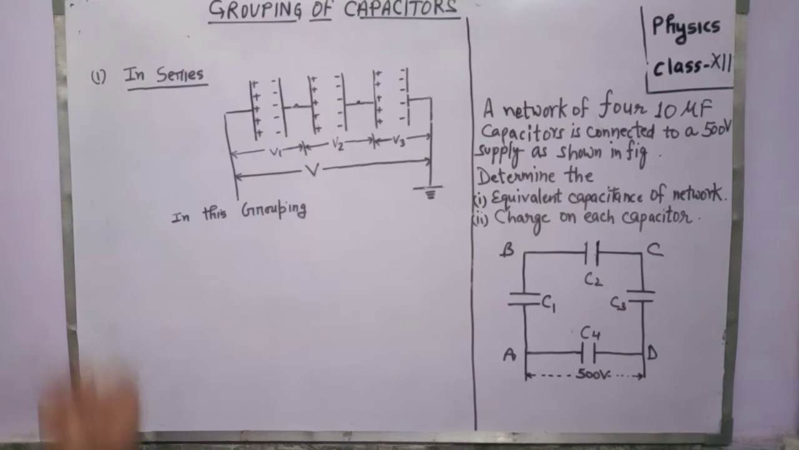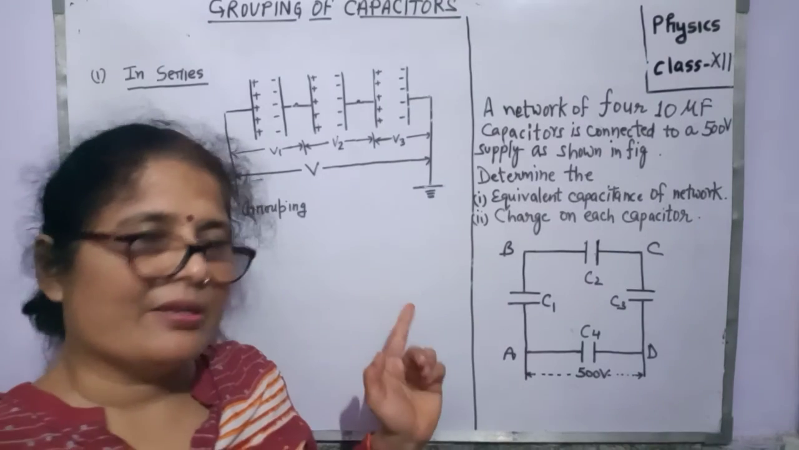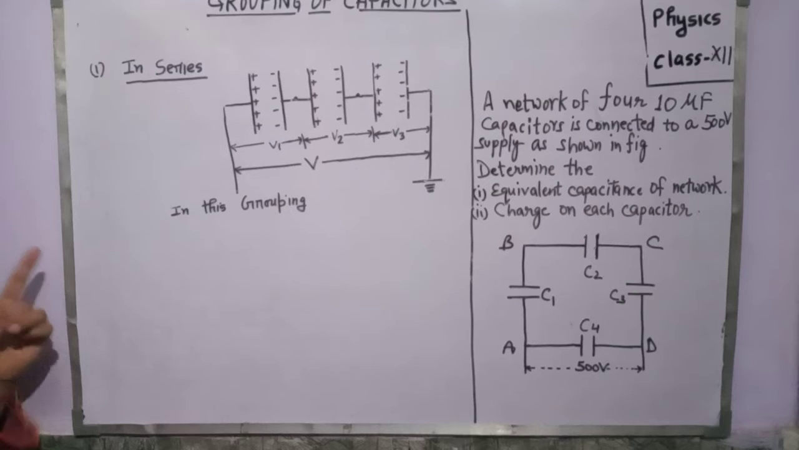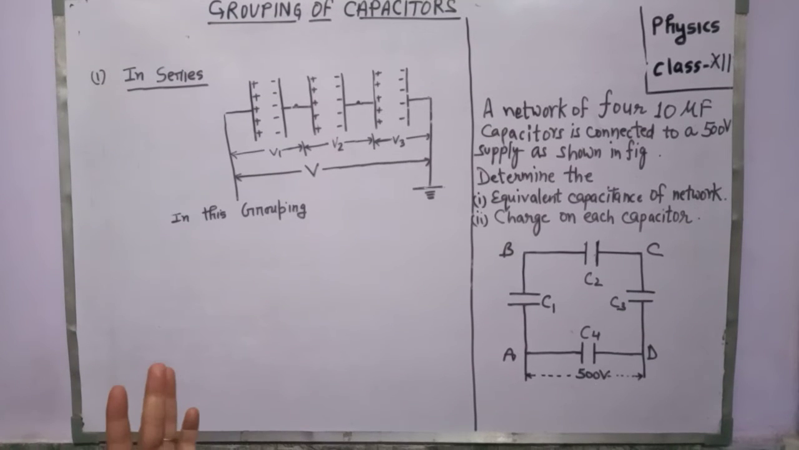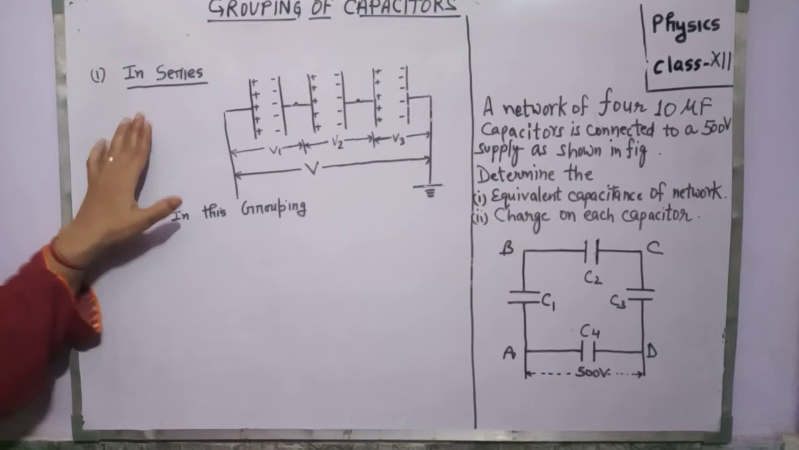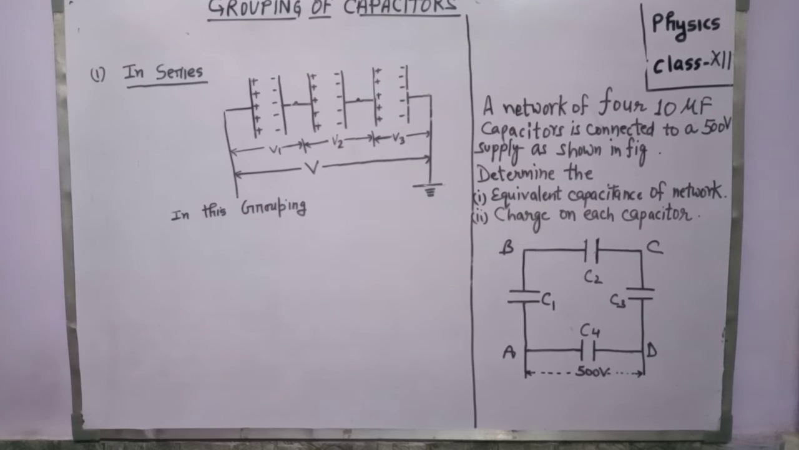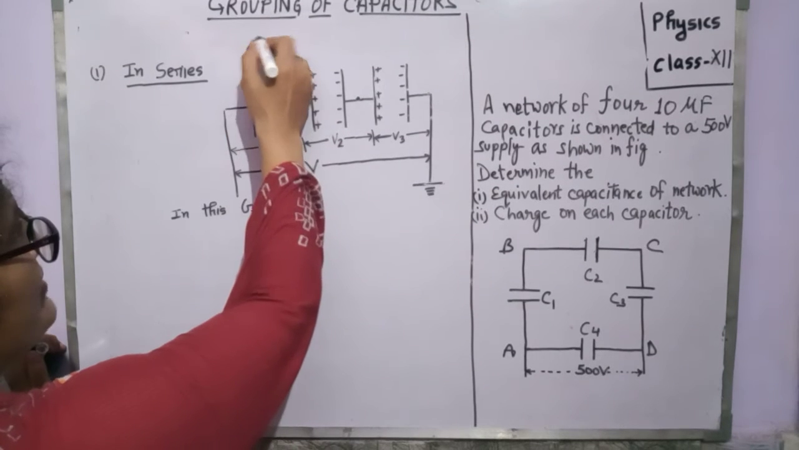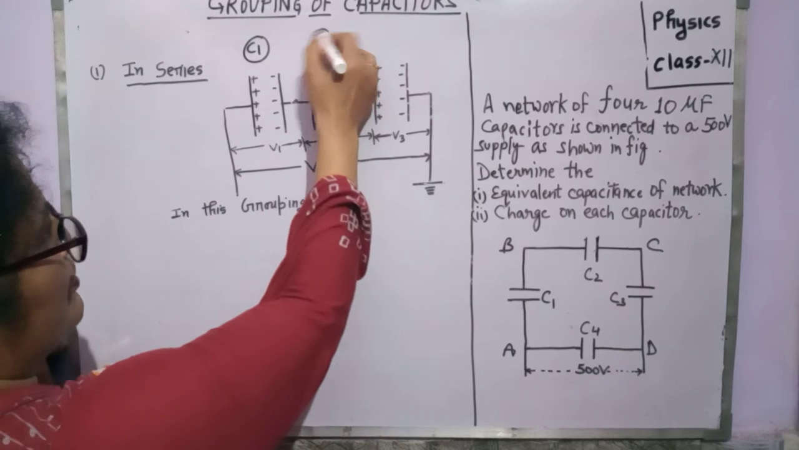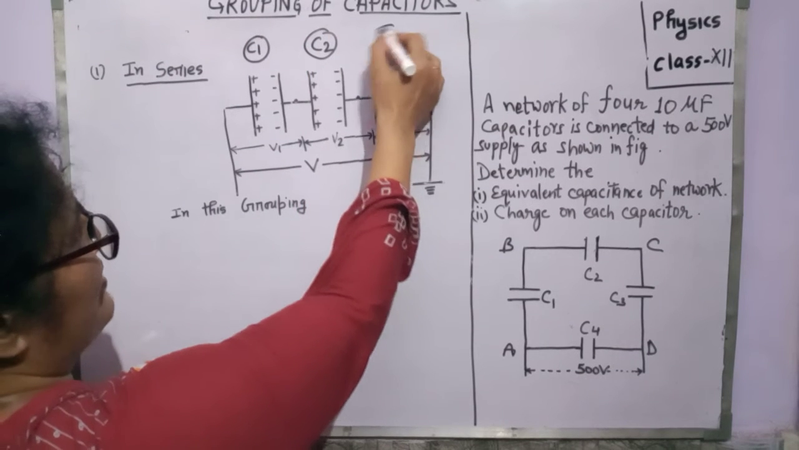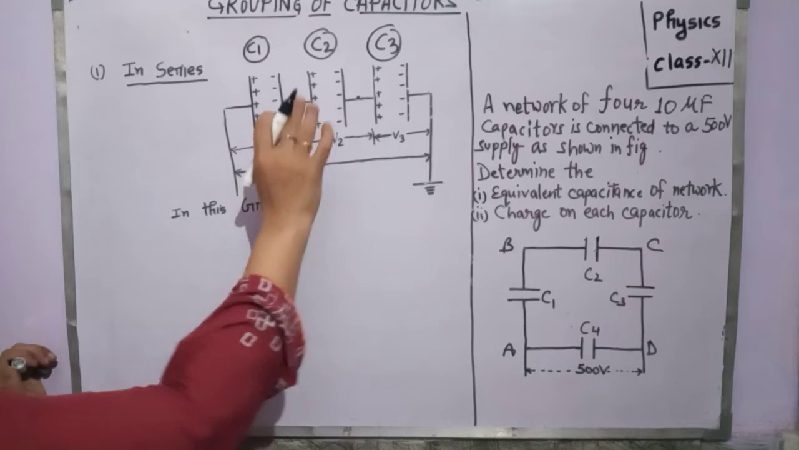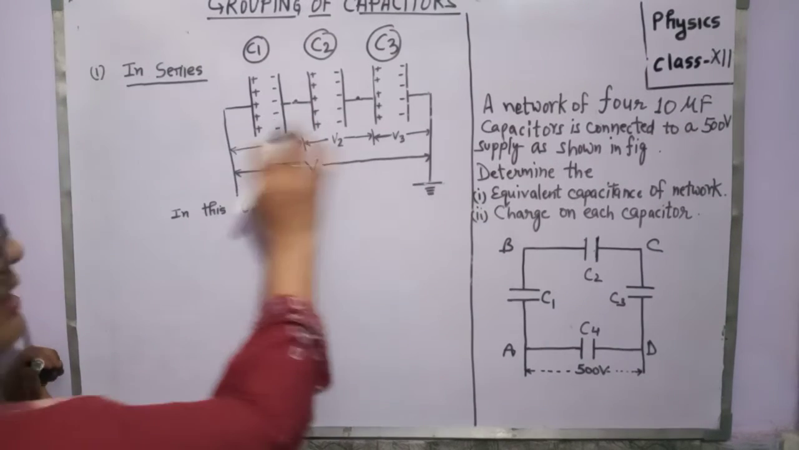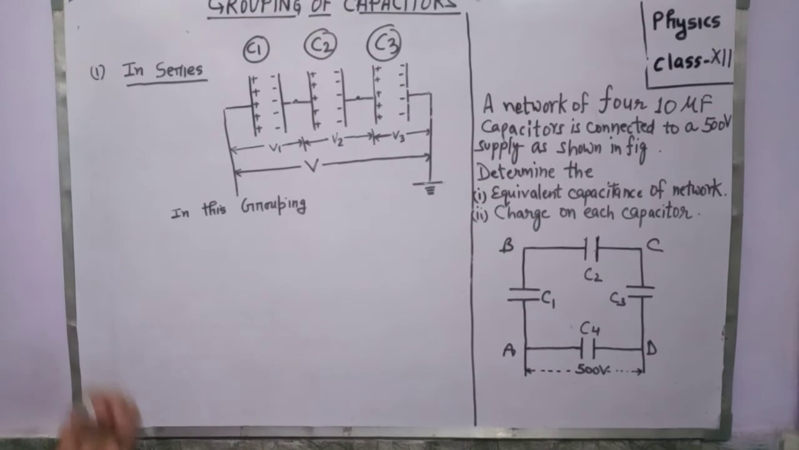Just like resistances, the capacitors or condensers can be connected in series or in parallel. Now in series I have taken three capacitors. The capacity of the first capacitor is C1, the second is C2. You can say capacitance also. C1, C2 and C3 are the capacitances of three capacitors which are connected in series.